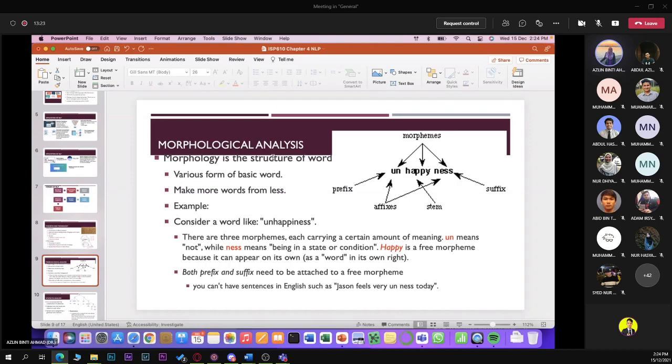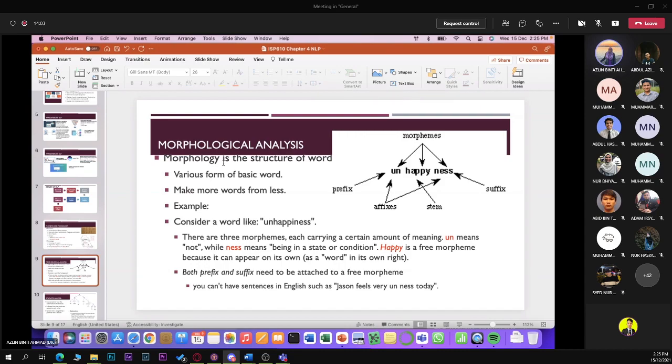Okay, for example here, unhappiness. If we break the word, we can break it into three parts. Un is referring to not, ness is referring to being in a state or a condition. And the happy itself is the free morpheme. Kita panggil dia free morpheme ataupun the stem word. Okay. And the prefix and suffix cannot stand by itself. So dia jadi macam pelik lah, tiba-tiba ada prefix and suffix kan. You need to combine it with the root word to become a meaningful punya word. Okay. That is morphological analysis.